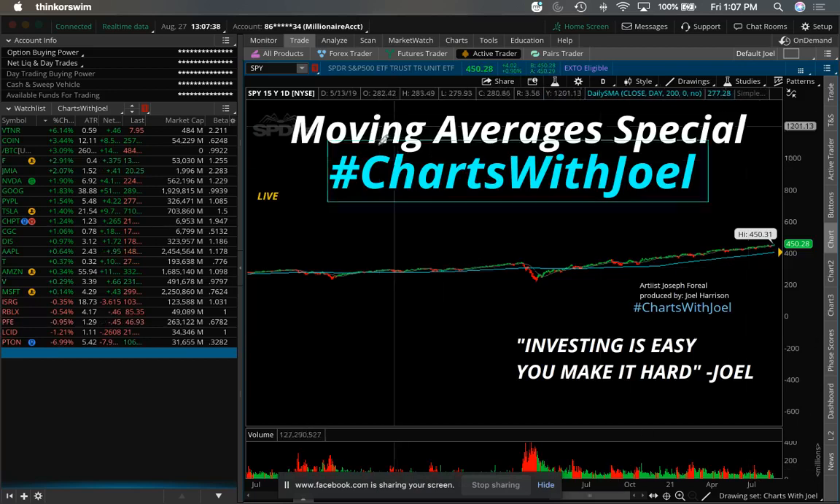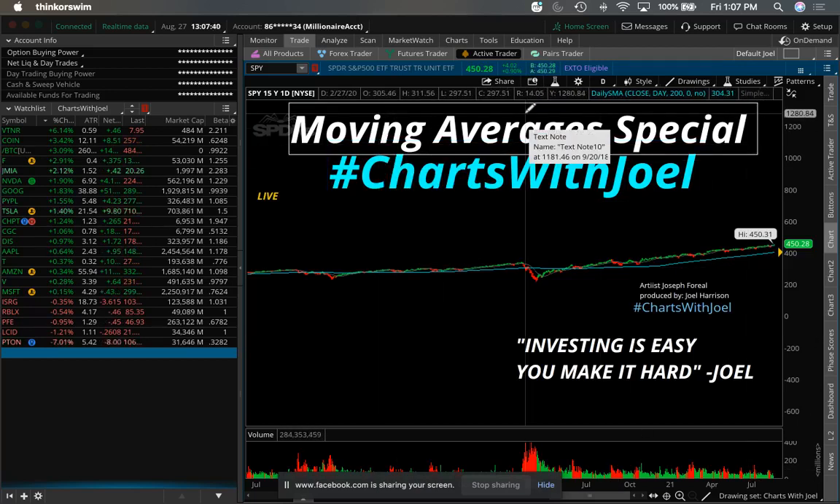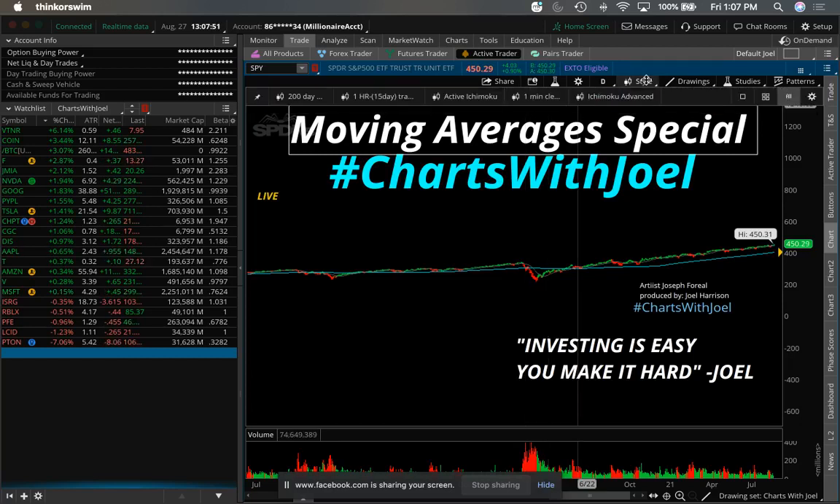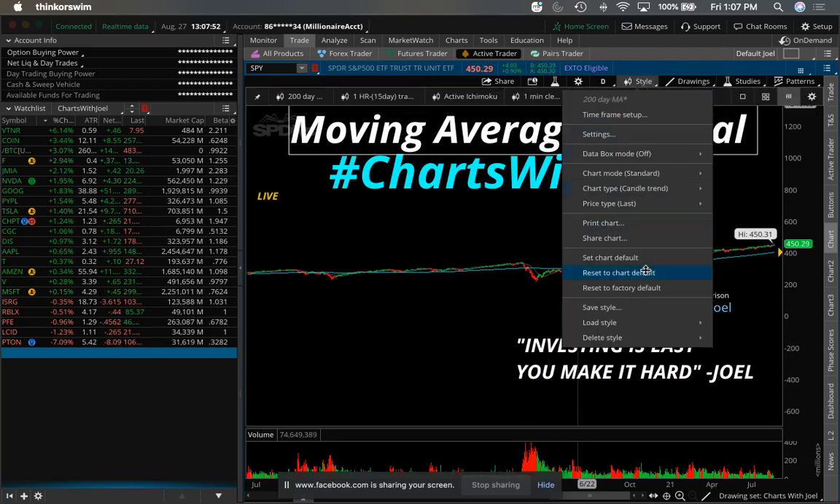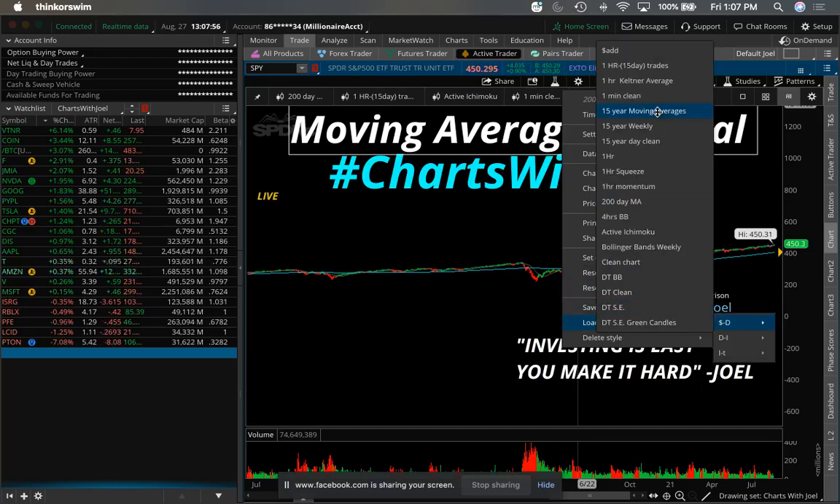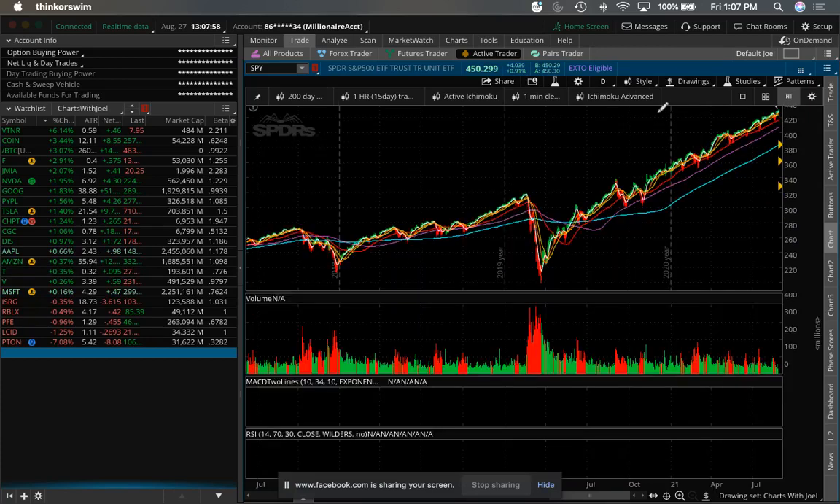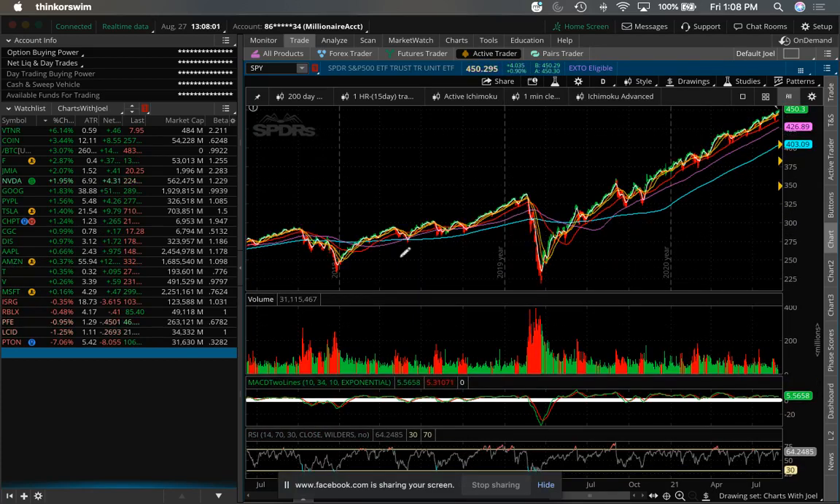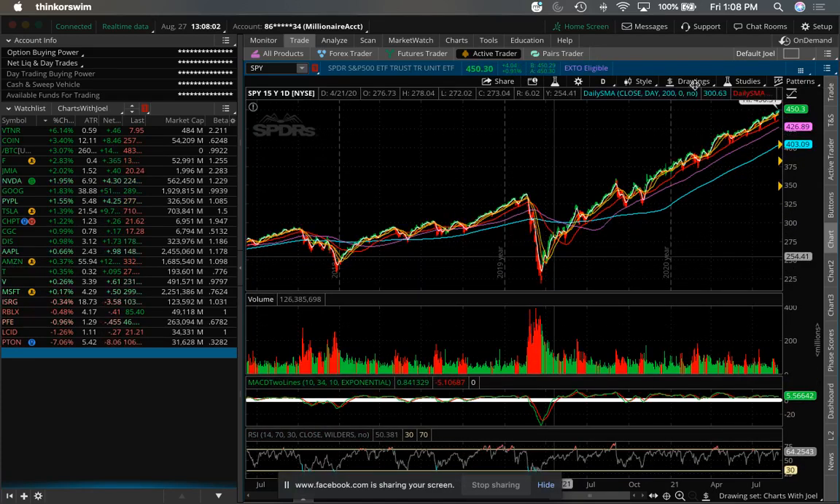First things first, guys. Let's look at the spiders. The spiders is the S&P 500. The S&P 500 is what all traders and investors use as a gauge. When you're looking at the S&P 500, if you're investing, you definitely want to look at longer time frames.